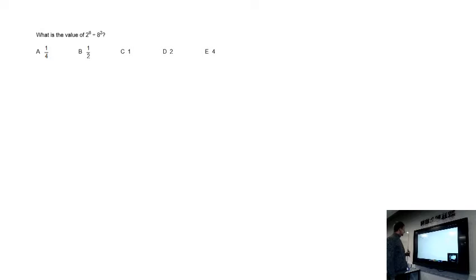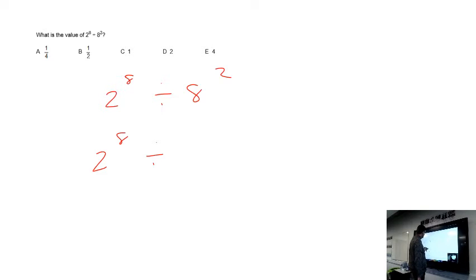Okay, so let's have a go and try to solve this equation. So we have 2 raised to 8 divided by 8 raised to 2. So let's look at this. This is 2 raised to 8. 8 can be written as 2 raised to 3. And then here this is 2.